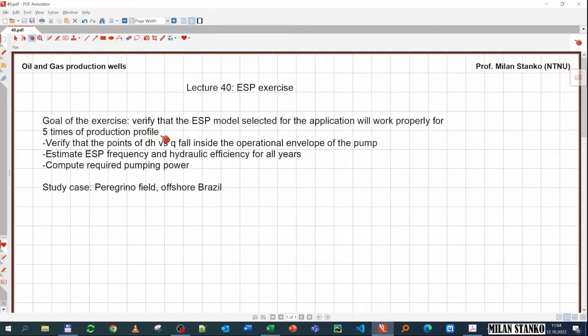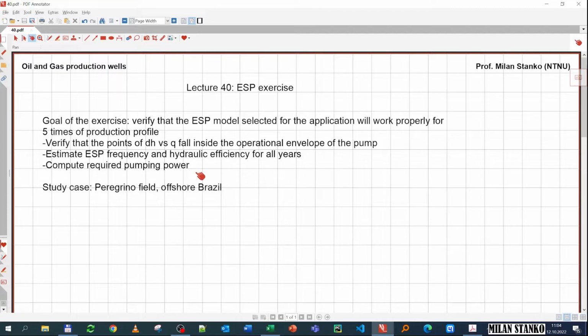We're going to do that with a flow equilibrium calculation, and then we're going to verify that the points of head versus Q fall inside the operational envelope of the pump. That means within the minimum and maximum frequency and the upthrust and downthrust lines. We're going to estimate ESP frequency and hydraulic efficiency for all years, and then we are going to compute required pumping power.